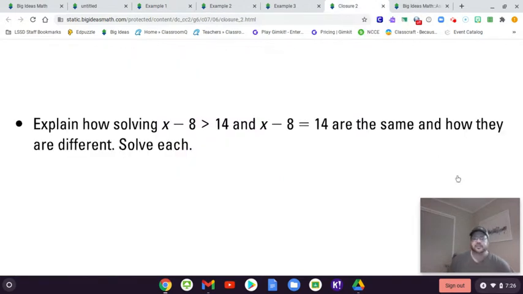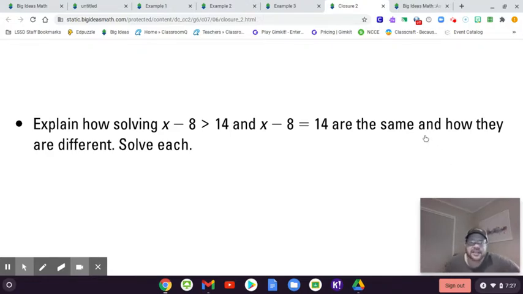So now the final important question is, how is solving x minus 8 greater than 14 and x minus 8 equals 14 the same? And how are they different? The method is exactly the same. You would add 8 to each side. The only difference is when you're solving an equation, you get one answer. When you're solving an inequality, you get a whole bunch of answers that could work. And then we can make number lines and graph them and fill in dots or not.